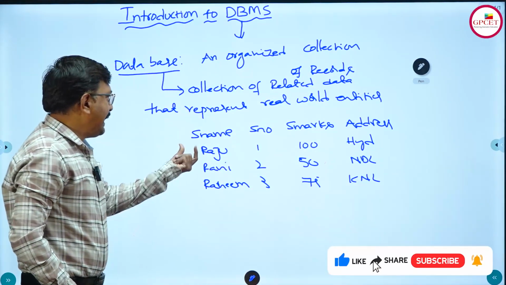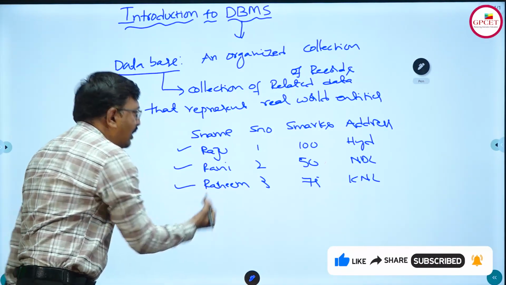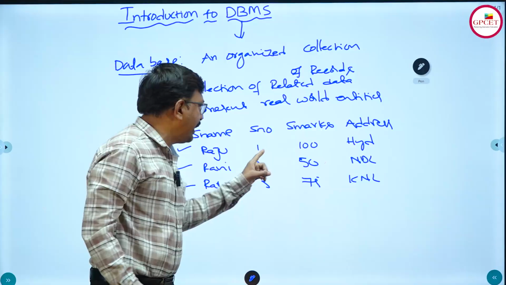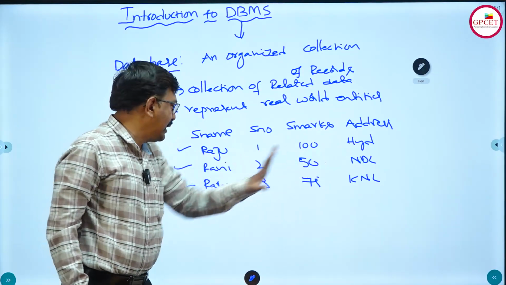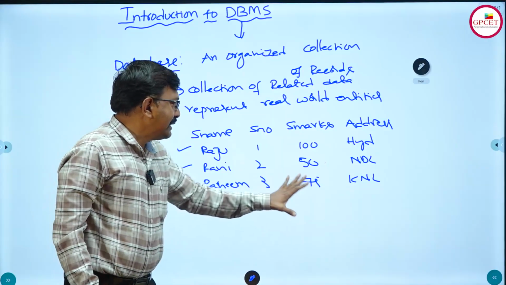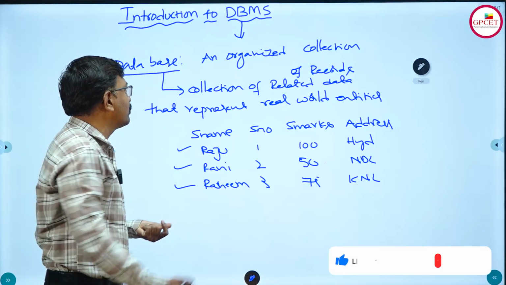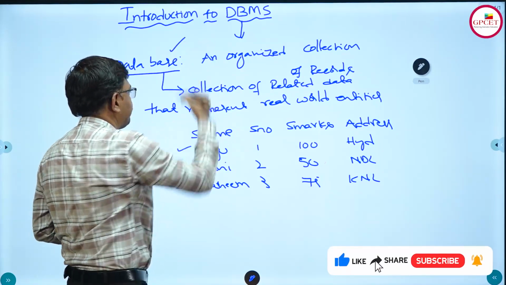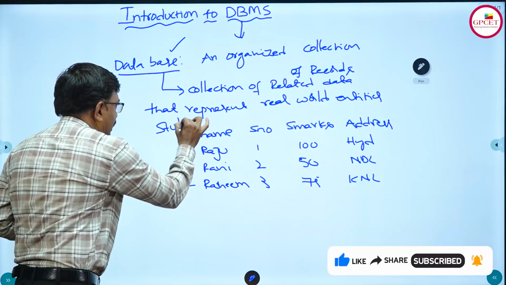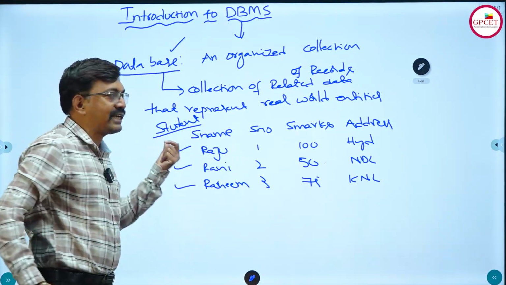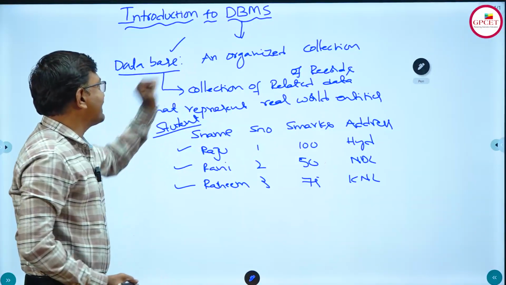Observe here, an organized collection of records. This is the first record, second record, third record. Raju 100 Hyderabad is one record. Rani 50 Nandyal, second record. Rahim 75 Kurnool. This is an organized collection of records, which is nothing but what? That is the database. Example is the student table. The student database has student name, student number, student marks, address. That is the first definition.